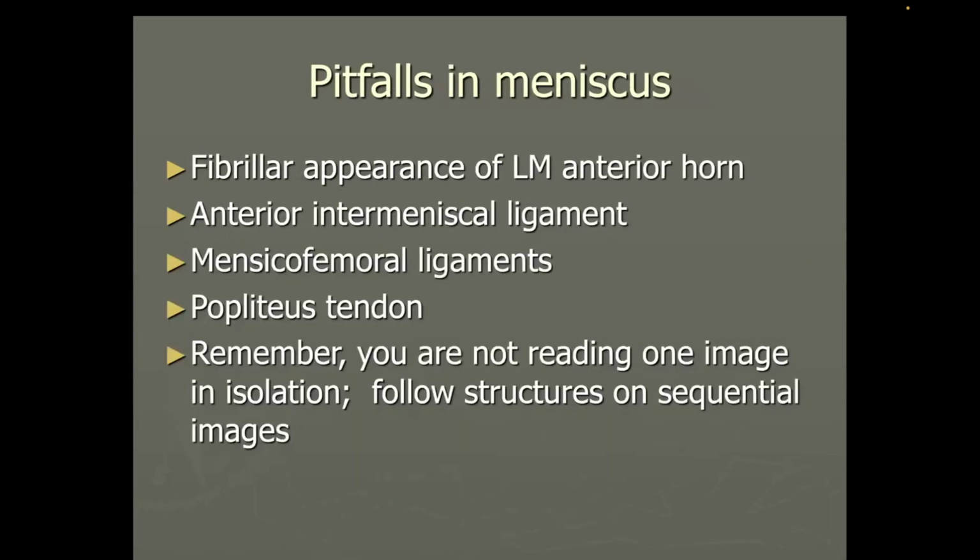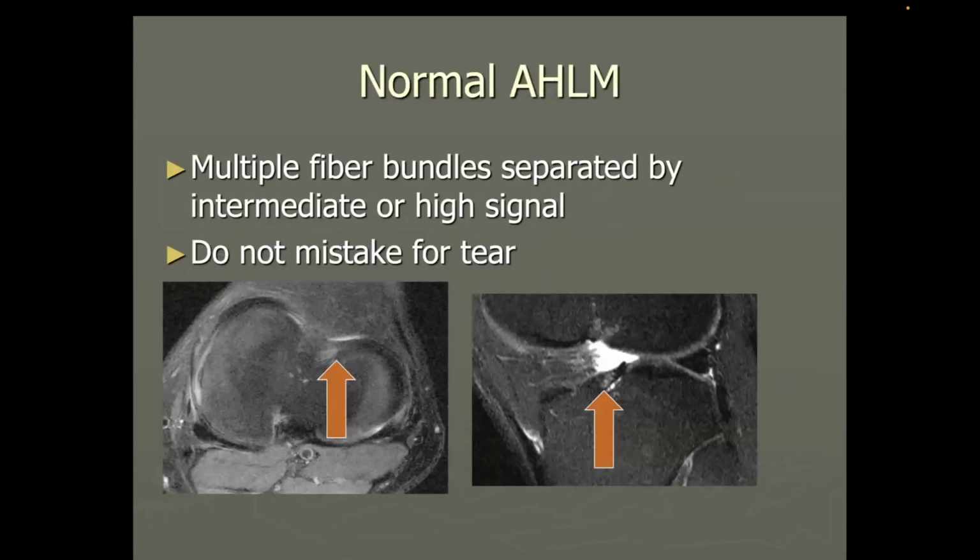Pitfalls when looking at the meniscus. Oftentimes the anterior horn of the lateral meniscus can have a fibrillar appearance. And you have to remember too, there's an anterior intermeniscal ligament that is a distinct entity separate from the anterior horns. Posteriorly, there's the meniscofemoral ligaments, as well as on the lateral side, there's the popliteus tendon. Remember, don't read any one image in isolation, and follow the structures sequentially. So when you guys are on service with me, we'll go through our MRIs and we'll really scrutinize them to make sure we're not missing something, and more importantly, that we're not thinking we see something when it doesn't actually exist.